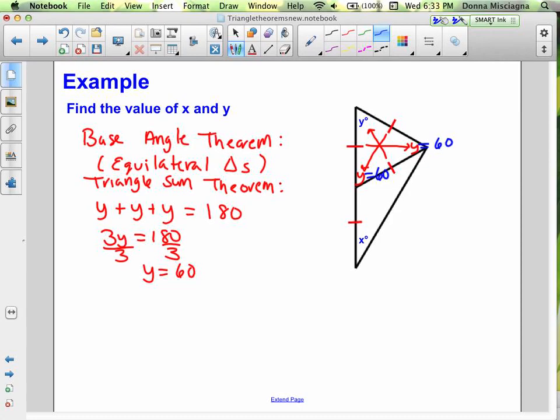Now we're going to switch from y to x, and while we can't solve x directly, we could solve for this one using y. Together, notice they make a linear pair. I'll leave it as a question mark. So now we're using linear pair postulate.